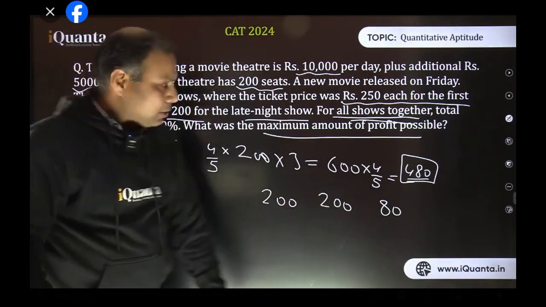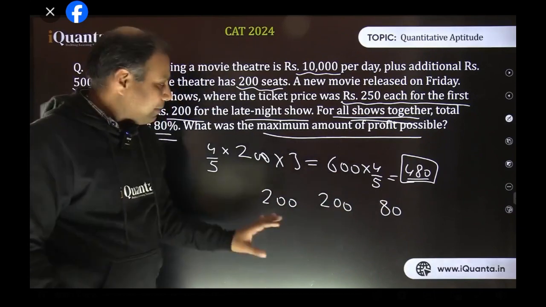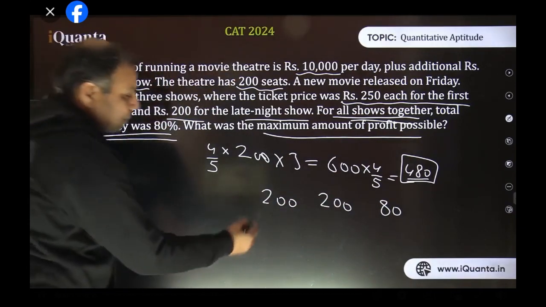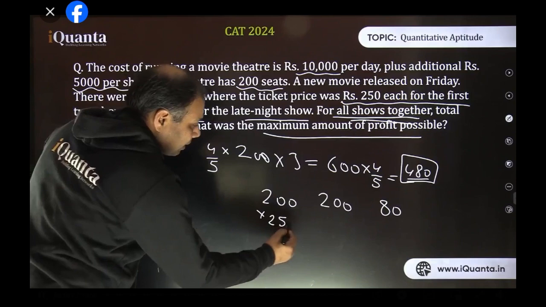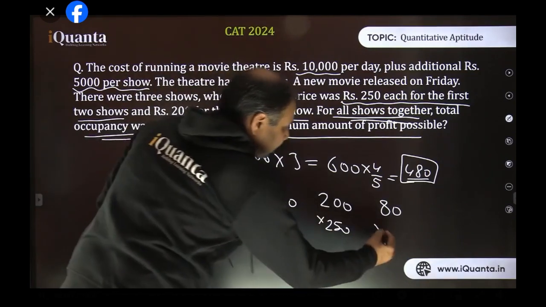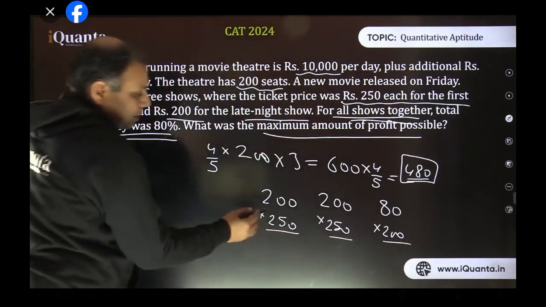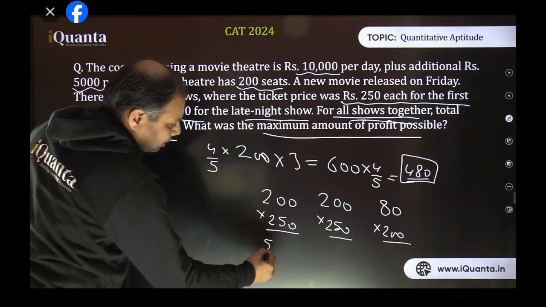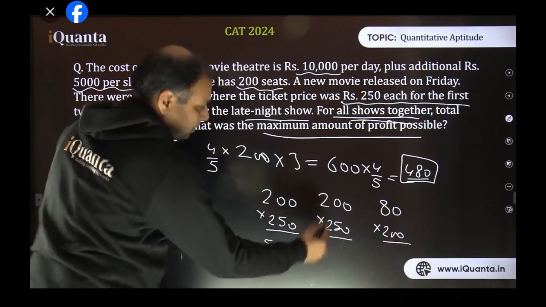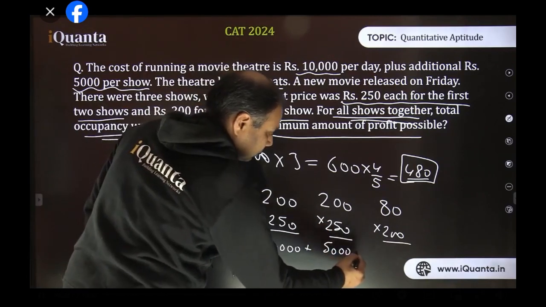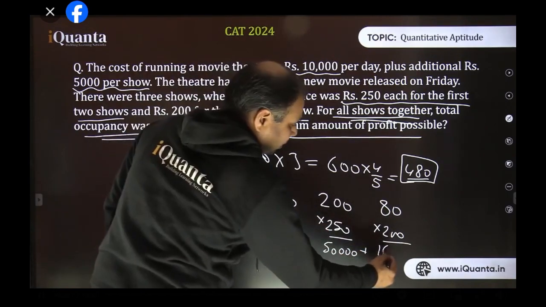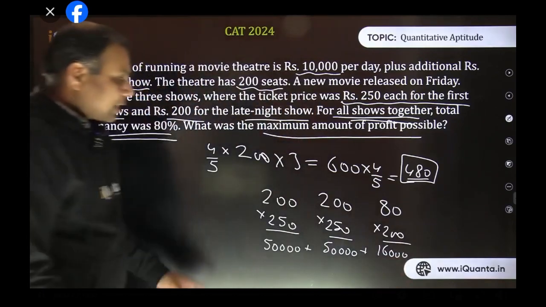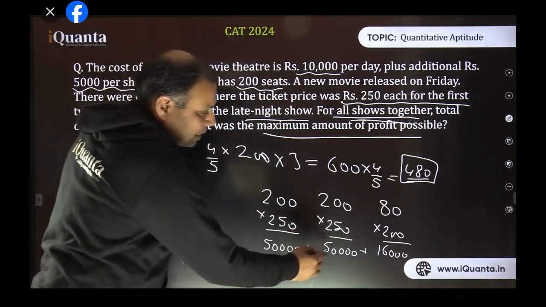Fine. So that is our total collection, that is total selling price, and total cost price we already knew. You just need to simplify the calculation. So this into 250, and again 250, and this is at 200. So that's how you can get the prices. So 200 into 250 is 50,000, plus 50,000, plus 80 into 200, which is 16,000. So that is the total collection. So 50, 50, 1 lakh, 1 lakh 16,000.